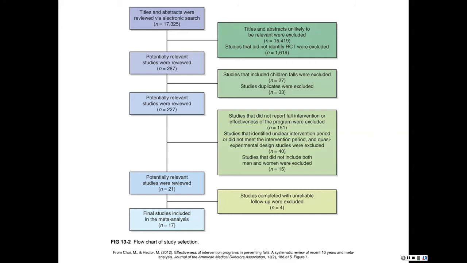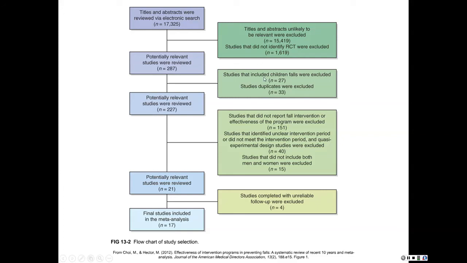This is a flowchart on the effectiveness of intervention programs in preventing falls, a systematic review of recent 10 years and meta-analysis. So they looked at the titles and abstracts by doing an electronic search, and they came up with 17,325 titles. Titles and abstracts unlikely to be relevant were excluded. That brought the number down to 15,419. Studies that did not identify randomized controlled trials were excluded, and that brought the number down to 1,619. So the potentially relevant studies were reviewed.